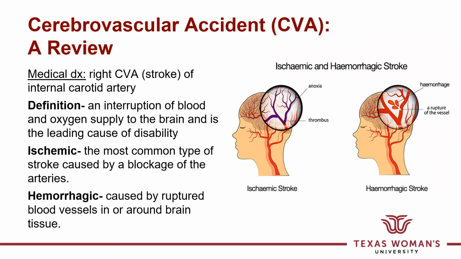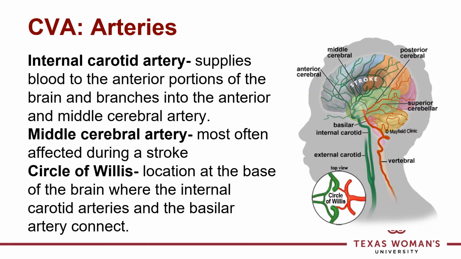A right cerebral vascular accident, also known as a stroke, is the interruption of blood and oxygen supply to the brain and is the leading cause of disability in America. The most common type is an ischemic stroke, which is caused by a blockage of the artery, typically from plaque buildup. Another type is a hemorrhagic stroke, which is caused by a ruptured blood vessel in or around the brain tissue. The internal carotid artery supplies blood to the anterior portions of the brain and branches into the anterior and middle cerebral artery. The middle cerebral artery is most often affected during a stroke.